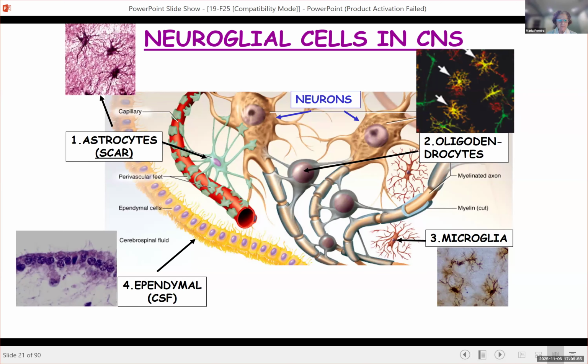Okay, so four types of glial cells in the CNS: astrocytes, oligodendrocytes, the myelinating cells, the microglia that are sort of the cleaners, but also have other important functions, and ependymal cells that produce the CSF.